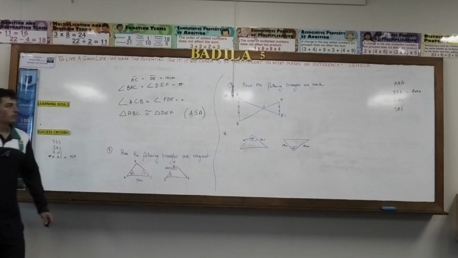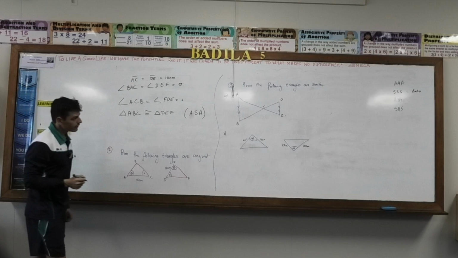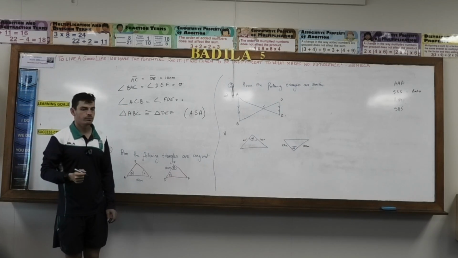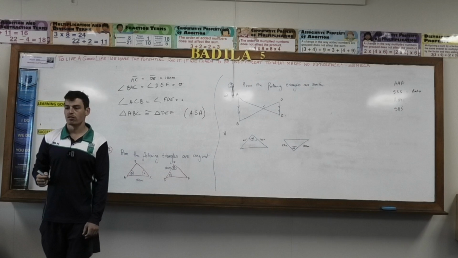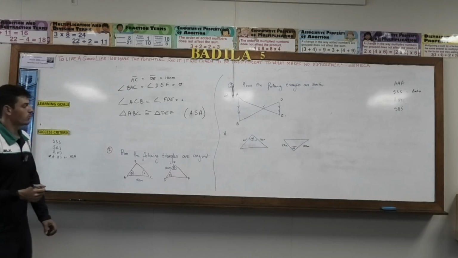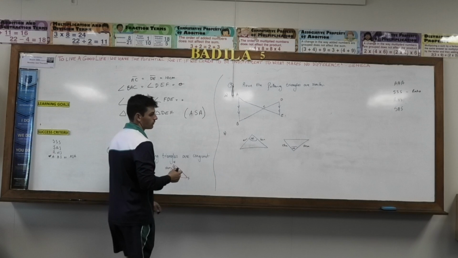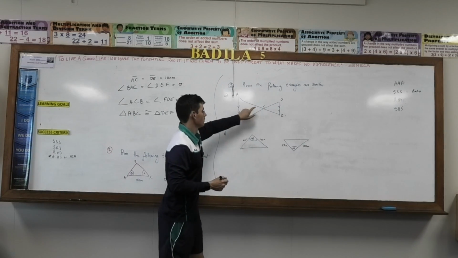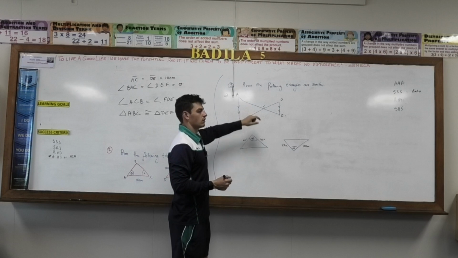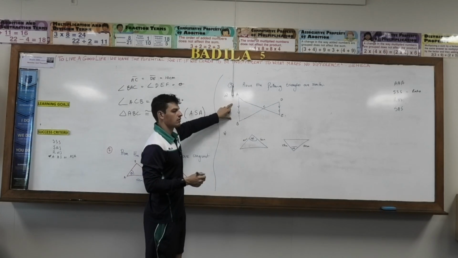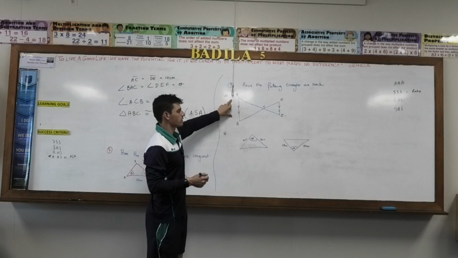Now, in question A, it looks like I've been given no information, doesn't it? But I have been given a little bit of information. What information have I been given? Ethan, what do you reckon? What can you tell me about the lines here? They're going down. So why do we have arrows there? Are they the same size? Yes. Do they look the same size?